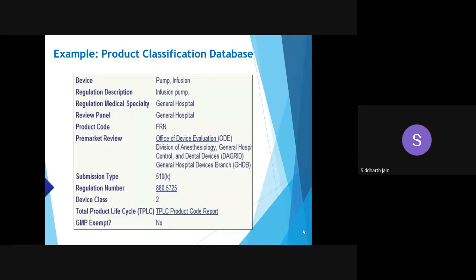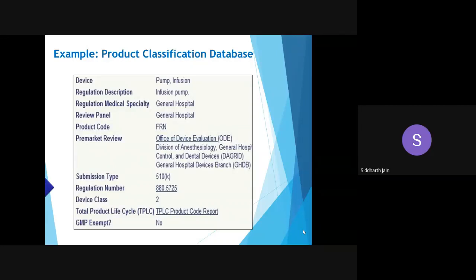So depending upon the intended use, you can choose the number. For the infusion pump, the number is 5725. So the complete regulatory number for your product is 21 CFR 880.5725. And now with the help of this regulation number, you can identify the predicate devices also. With the help of product code and regulation number, you can identify the predicate devices for your products, which will later help you in preparation of the 510K application.